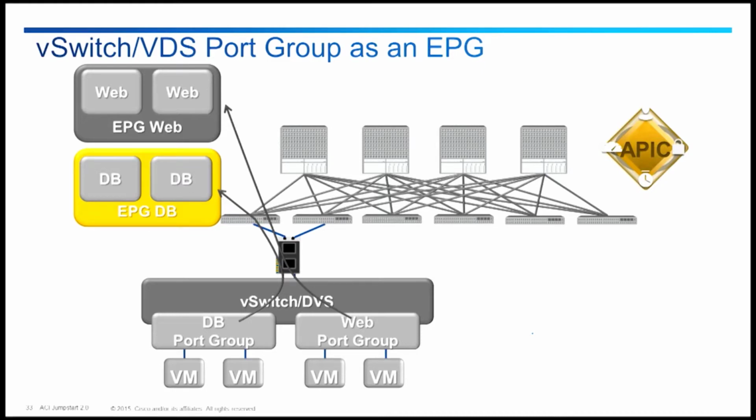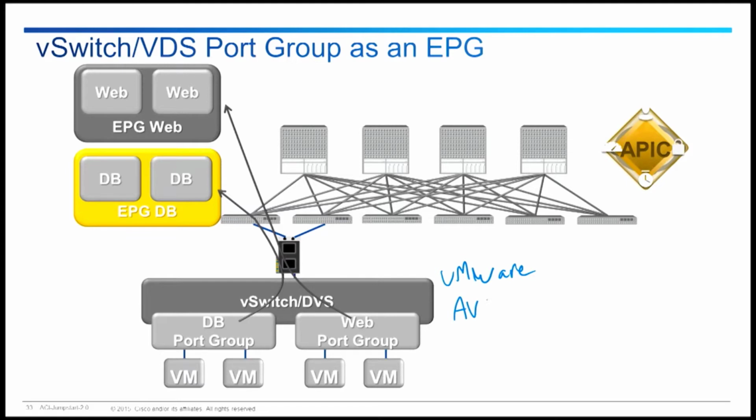The APIC has a hook into the virtual environment, be it VMware or Hyper-V, OpenStack, any virtualization platform we'll be adding support for. So we can take those endpoint groups on our distributed switches, and this can either be the VMware DVS, or we can use the Cisco version, which is the AVS, or Application Virtual Switch. The AVS is based off the Nexus 1000V, again a distributed switch.